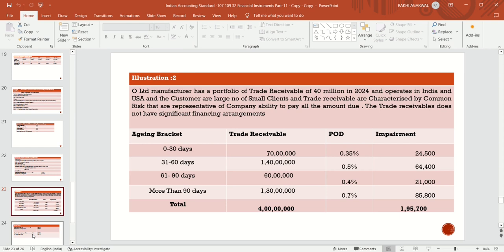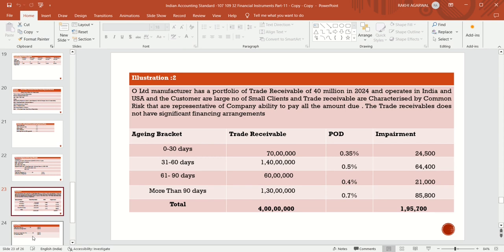Now O Limited, a manufacturer, has a portfolio of trade receivables of 40 millions in 2024 and operates in India and USA. The customers are a large number of small clients, and the trade receivables are characterized by common risk that is representative of the customers' ability to pay all the amounts due. The trade receivables do not have a significant financing arrangement.